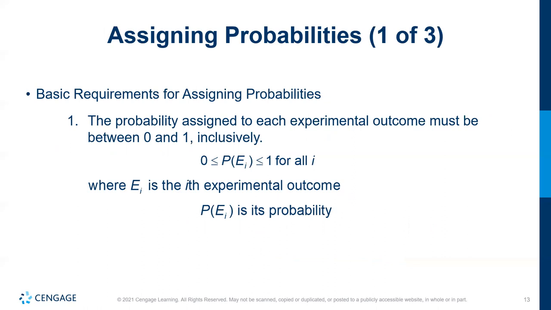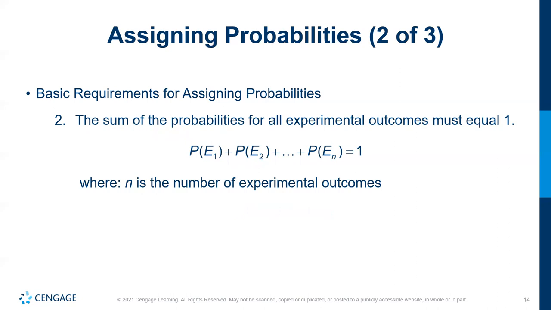All right, so here's some basic requirements for assigning probabilities. So the probability of experiment i is going to be somewhere between 0 and 1. That's all that means, okay? The mathematical notation looks scary, but all that says is what I told you earlier, the probability is going to fall somewhere between 0 and 1. And that's inclusive of 0 and 1, right? Because of the equal to under the little thing.